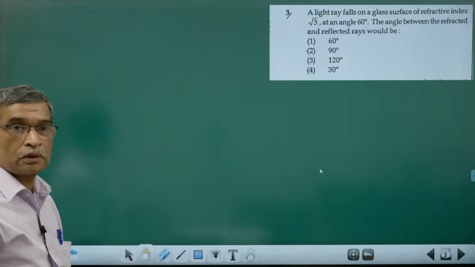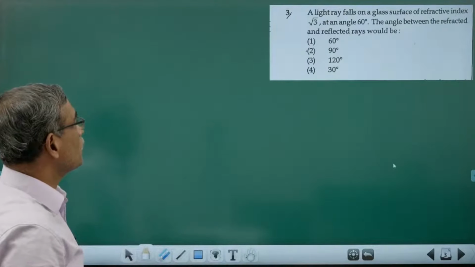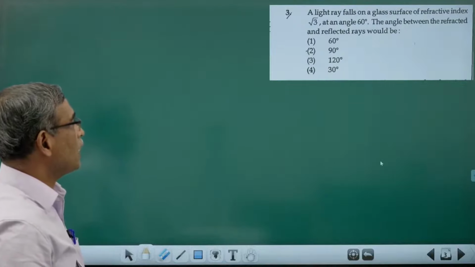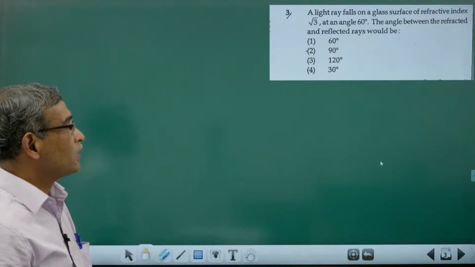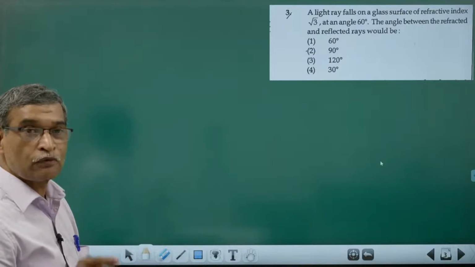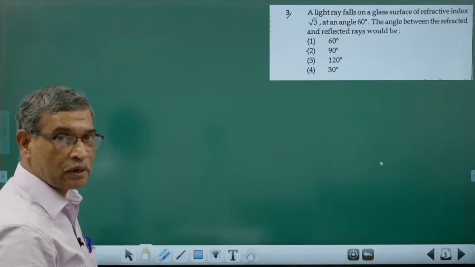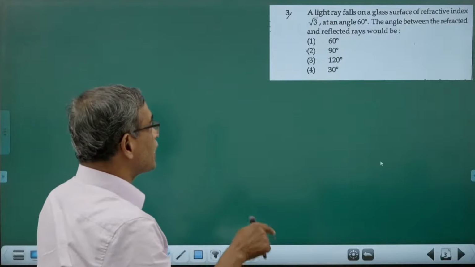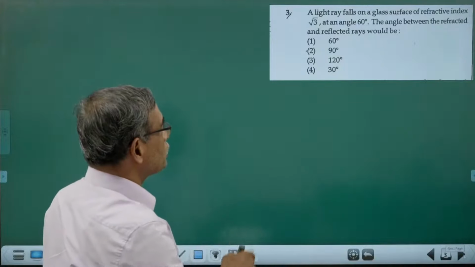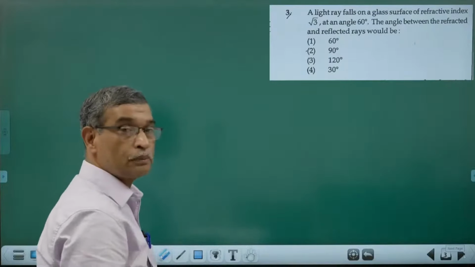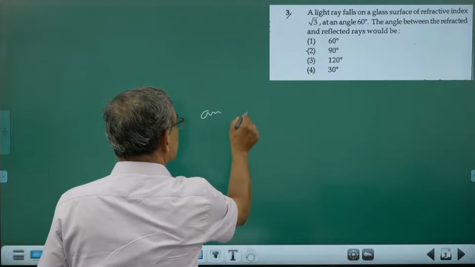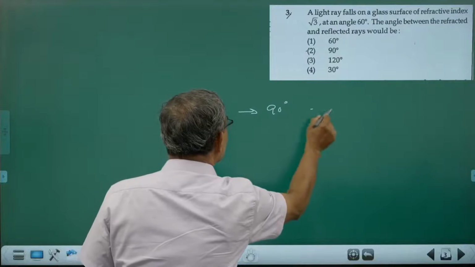Now come to the third question. A light falls on a glass surface of refractive index root 3 at an angle of incidence 60. You know tan 60 is equal to root 3. Therefore, that angle of incidence is the polarizing angle. Therefore, when the light ray is incident on the surface at the polarizing angle, the angle between the refracted and reflected rays is mutually perpendicular. So theory directly, and therefore the answer is 90 degree, therefore option is 2.